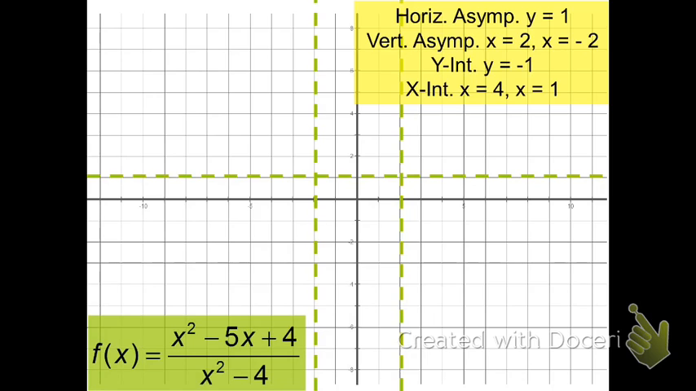So these asymptotes are guides for our function. They're never going to cross these, or there are certain places that they won't cross. And they're kind of bound between different sections here. So let's plot our points. y equals -1 was our y-intercept. x equals 4 and x equals 1 are our x-intercepts. Okay, so right now, just based on those things, this isn't a great picture of what's going on.